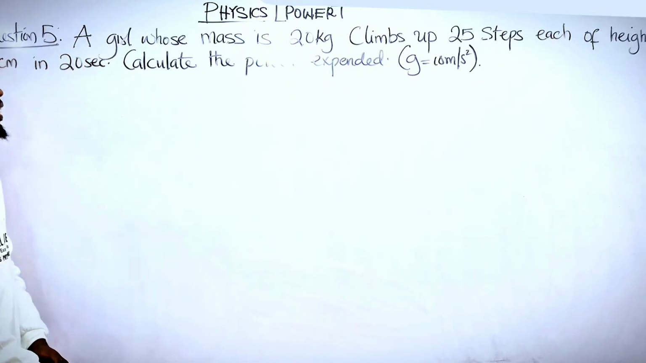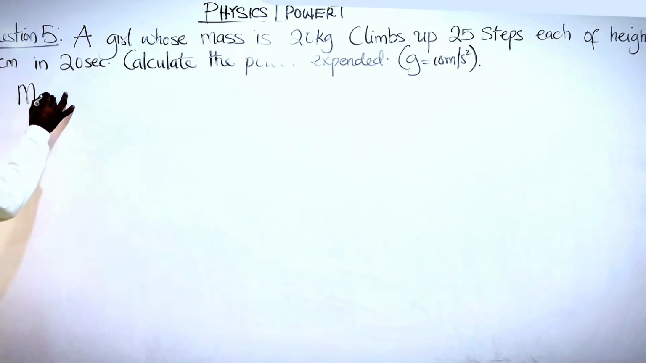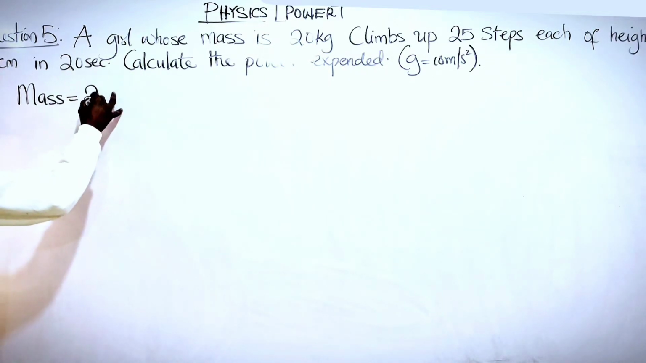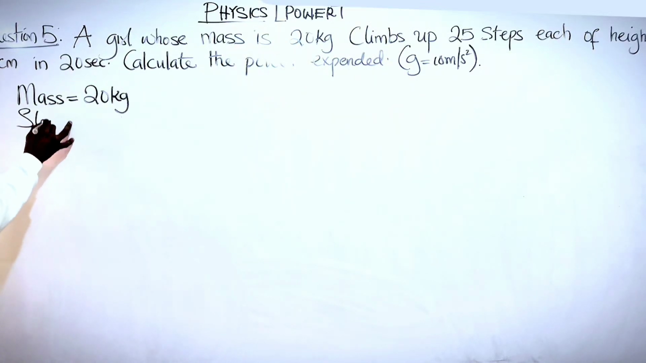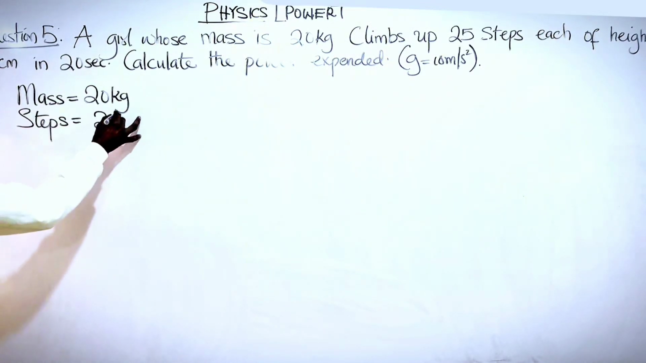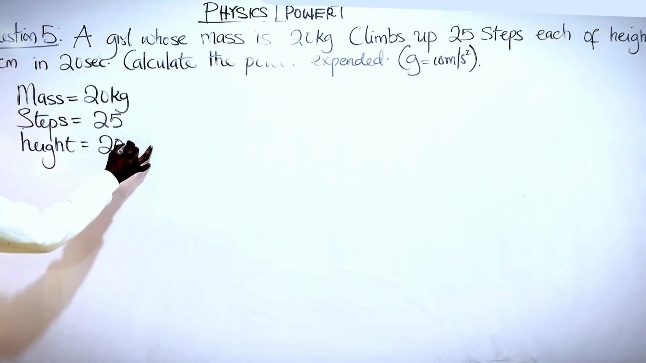So it says a girl whose mass is 20 kilograms. So we have a mass, our parameter. They gave us the mass of 20 kilograms, right? Climbs up 25 steps, right? So we're given the information that the girl climbs up 25 steps, each of height 20 centimeters. So the height of the steps is 20 cm.